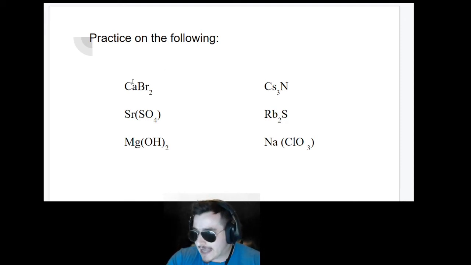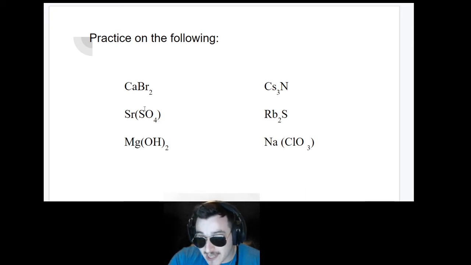So Ca, calcium, Br is bromine, so this is a nonmetal and not a gang, so I'm going to have to change the last name here. Cesium, nitrogen is not a gang, it's an element, so I'm going to have to change the last name to IDE. Sr is strontium. SO4 is sulfate.